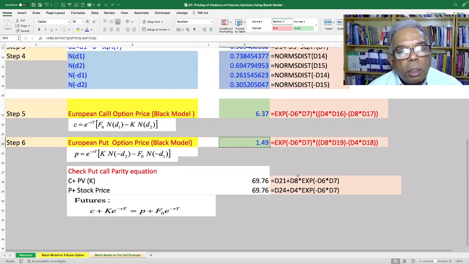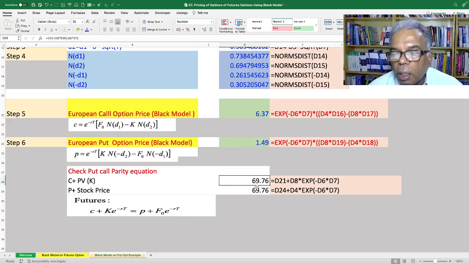We can check the put-call parity to see whether our calculations are correct. The put-call parity equation for the Black model is: call plus the present value of K is equal to put plus the forward price times e^(-rT). We get both the left-hand side and the right-hand side equal to 69.76.